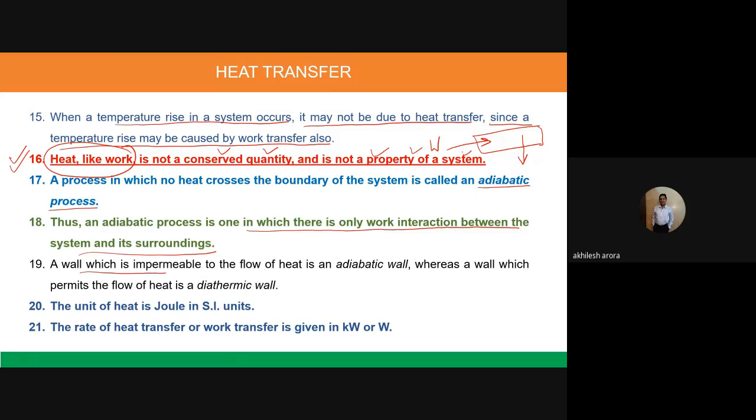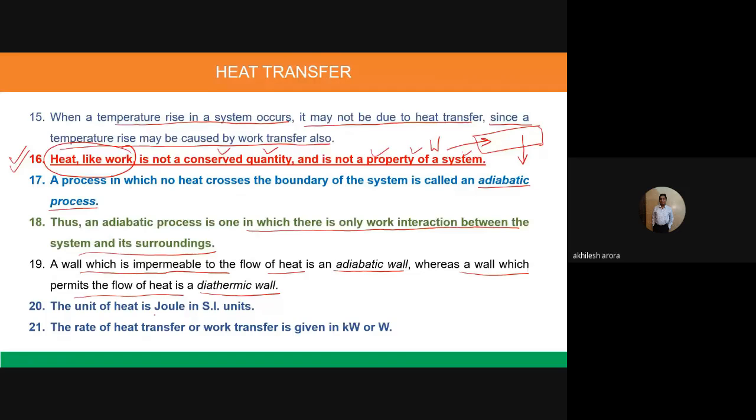A wall which is impermeable to the flow of heat is known as adiabatic wall, whereas a wall which permits the flow of heat is known as diathermic wall. So these are all simple things. When you see the video once again, you can note it down. Otherwise, it is also given in the book actually.